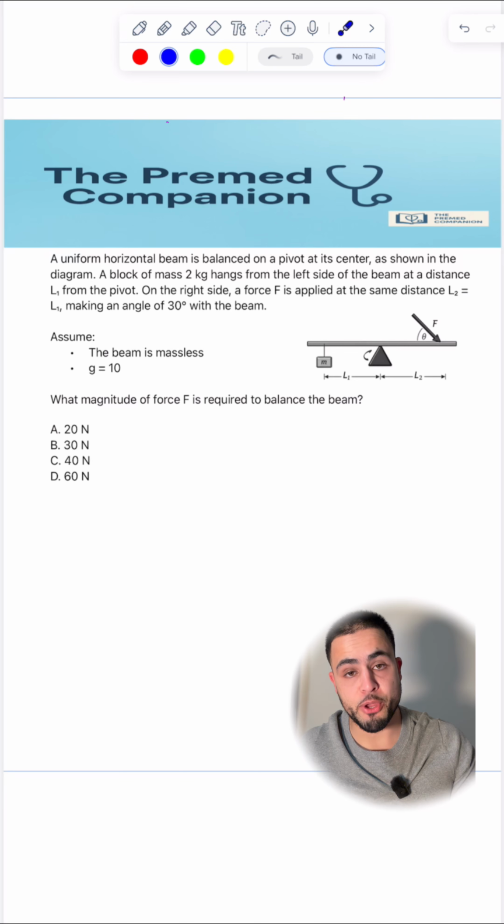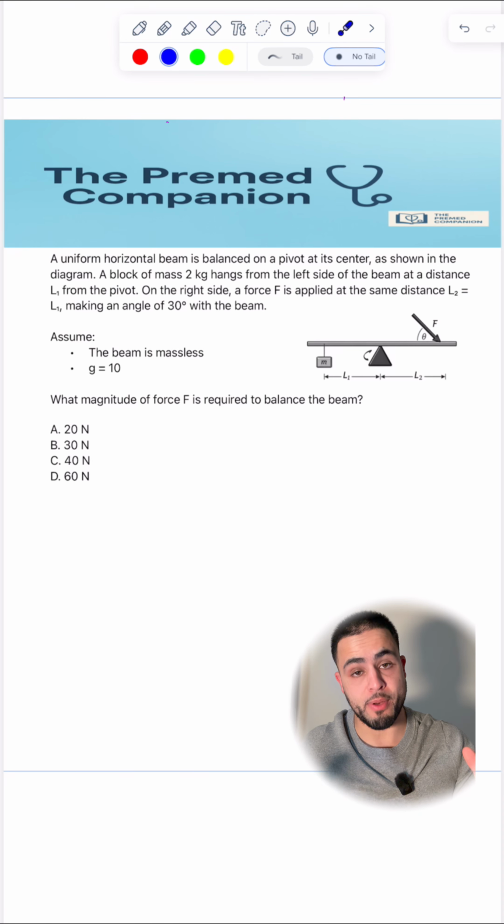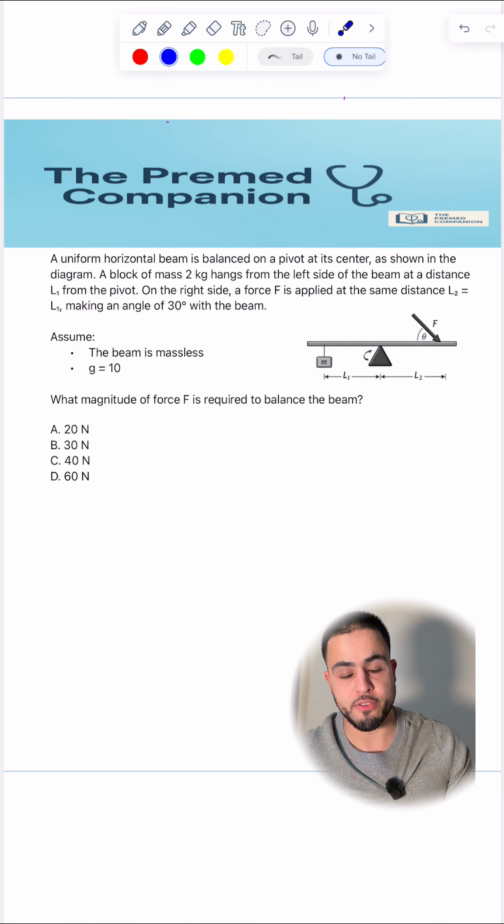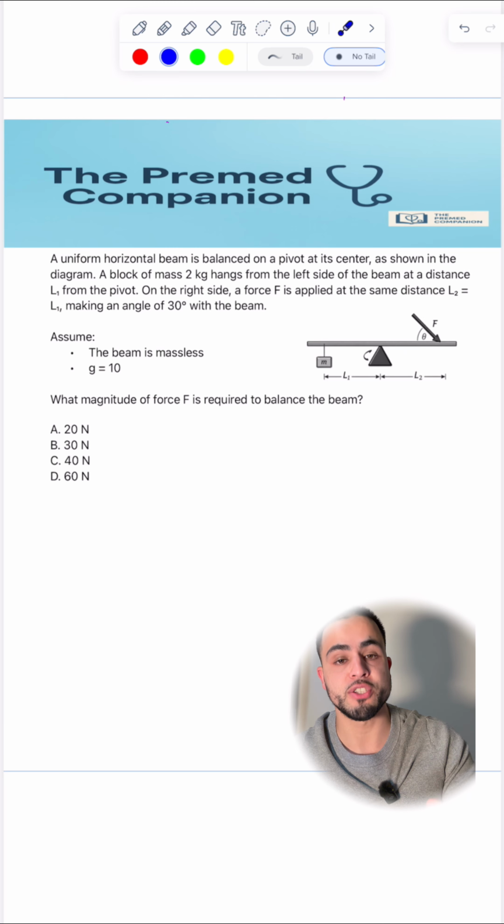Hey everybody, this is the Pre-Med Companion with somewhat of a difficult but very high yield topic on the physics section of the MCAT, so let's go over this question related to torque.